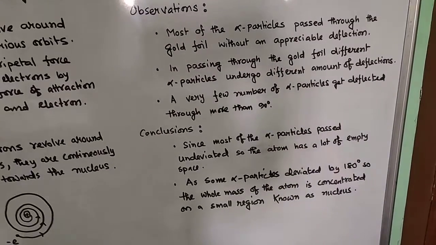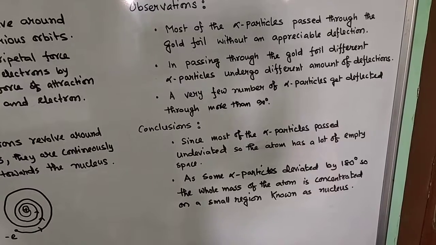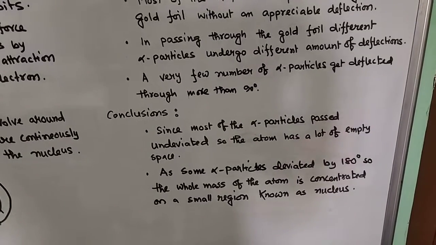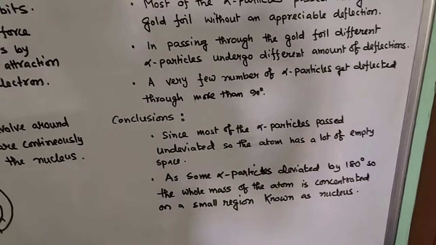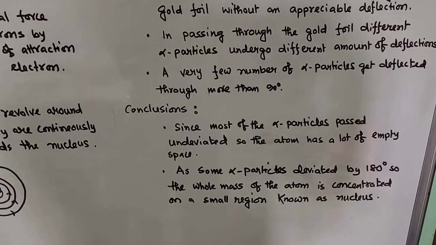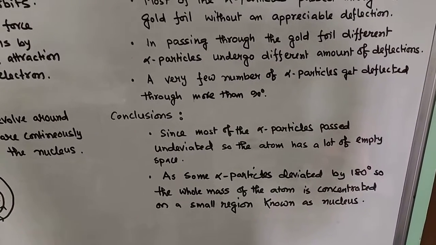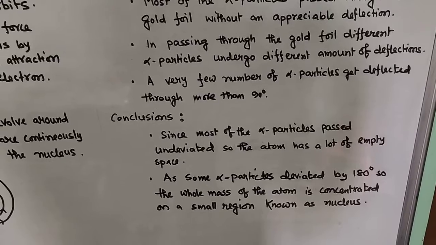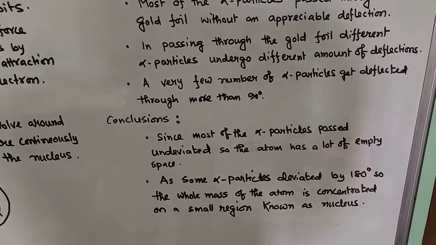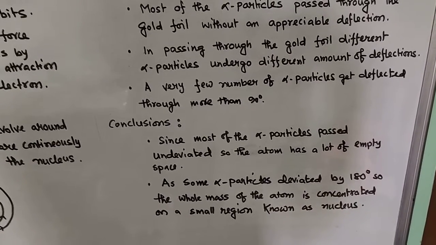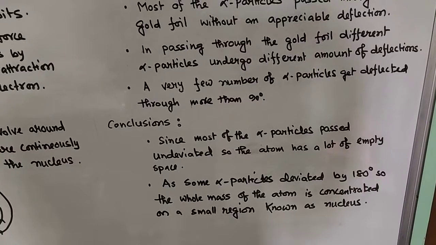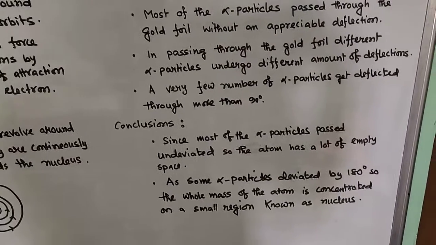Since most of the alpha particles passed undeviated, the atom has a lot of empty space. So there is no obstacle. Atom has a lot of empty space. Now number 2, as some alpha particles deviated by 180 degrees, the whole mass of the atom is concentrated in a small region known as the nucleus.